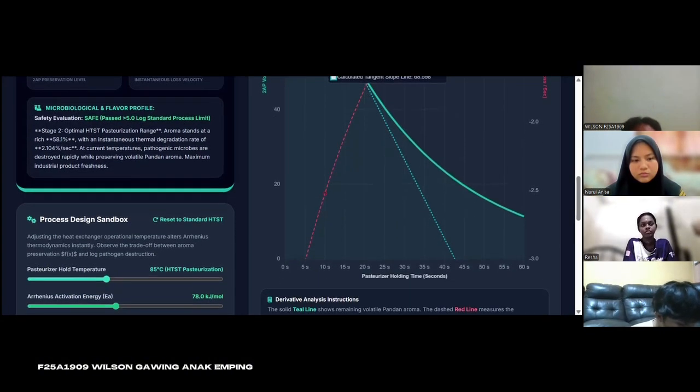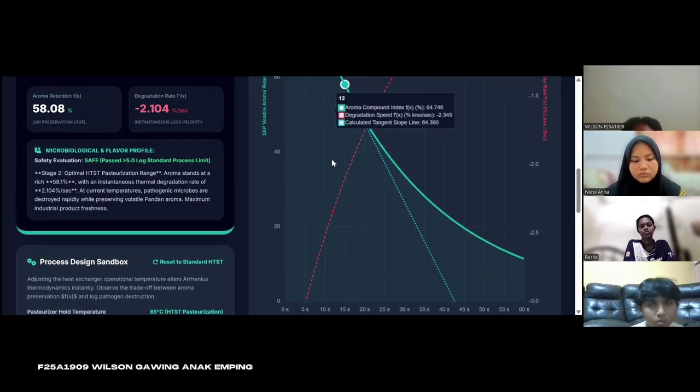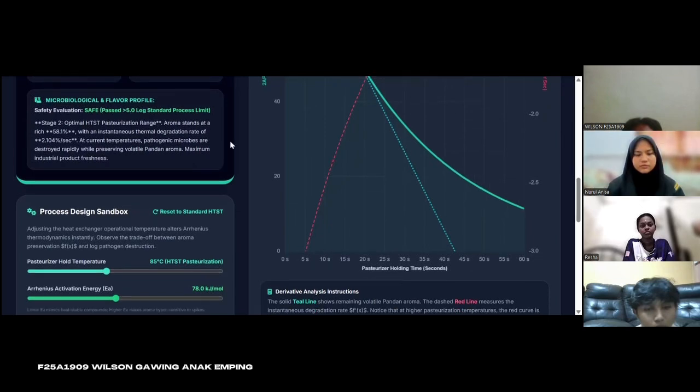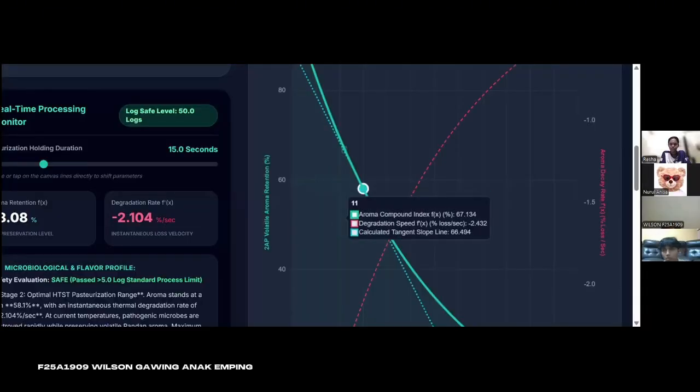And point number two is real-time monitoring and stage degradation. In our simulation, if a product is held for too long, for example 36 in the final stage, at this point aroma retention dropped to a mere 27.1%.